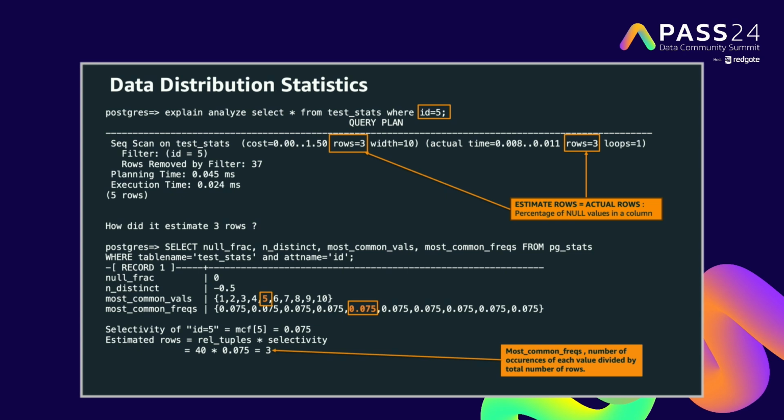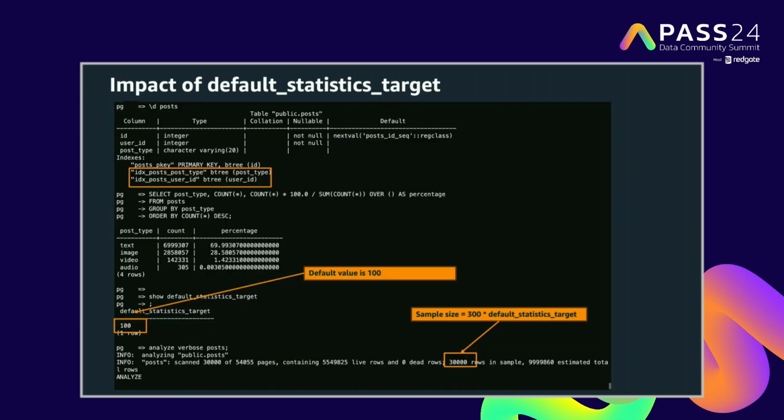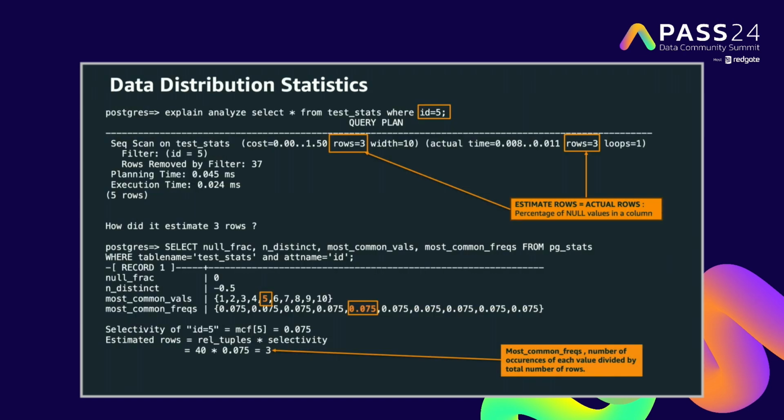So whenever you are trying to tune a query, the first parameter you need to look at is this: do an explain analyze and figure out the actual rows and the expected rows. If they are matching, then the optimizer will probably make a better plan. How does it arrive at that number 3? Remember we talked about most common values and most common frequencies. It looks at the number 5, and the most common frequency is 0.075; multiplied by the number of rows, it gets the number 3. This is how fundamentally Postgres calculates the selectivity.